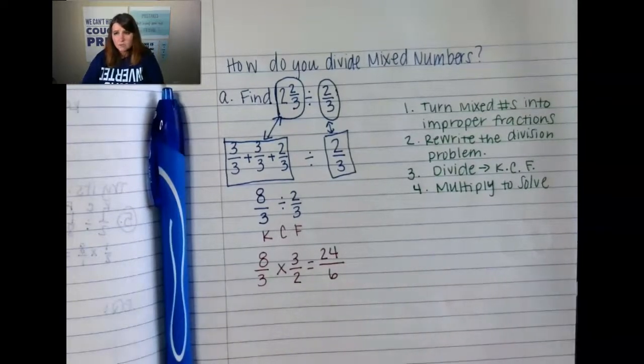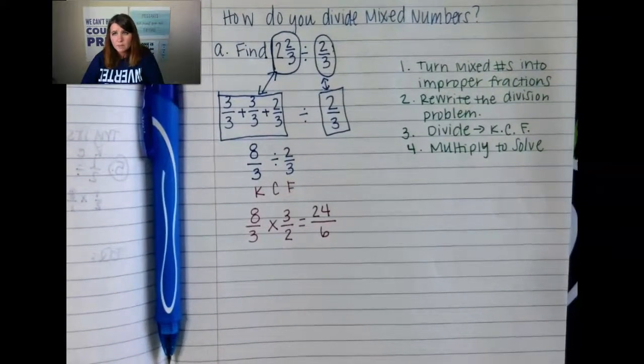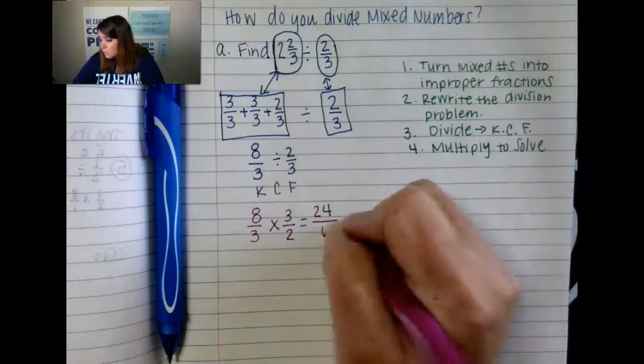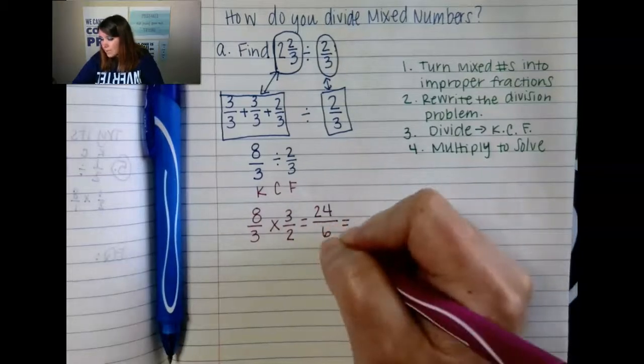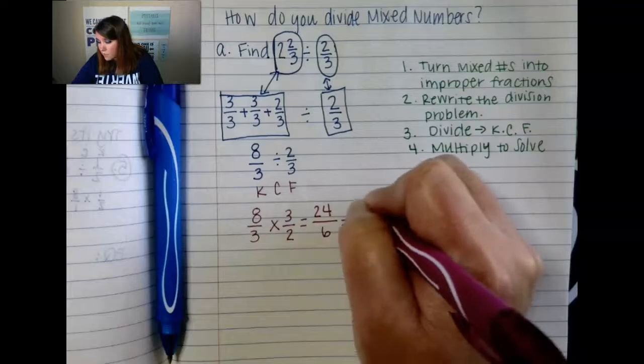reduce. We need to solve this. This is improper, and we don't want anything improper. We want proper. Okay, proper. 24 divided by 6 is 4. So it goes in 4 times.